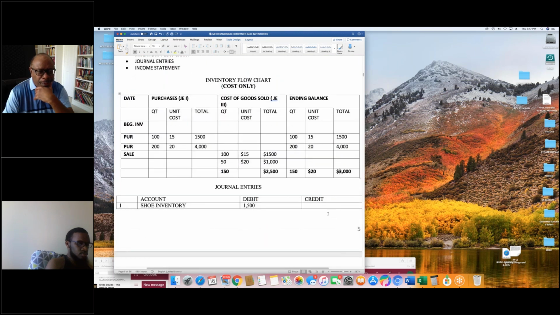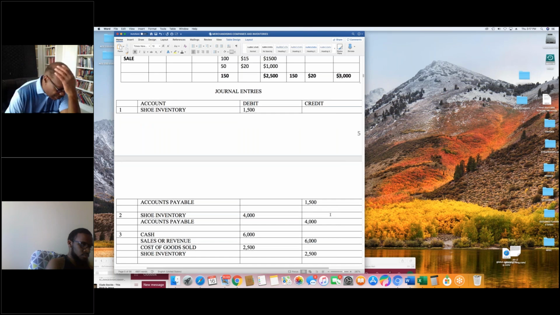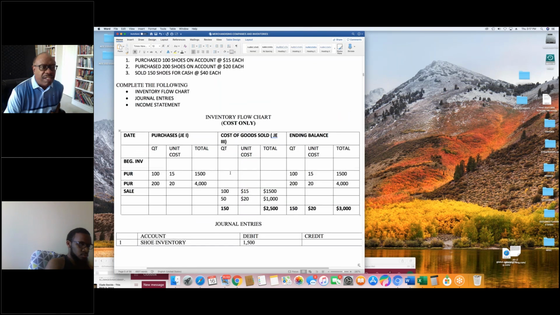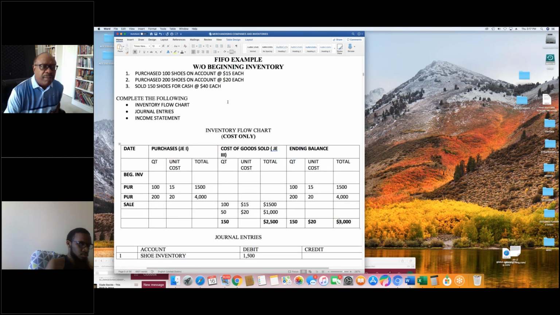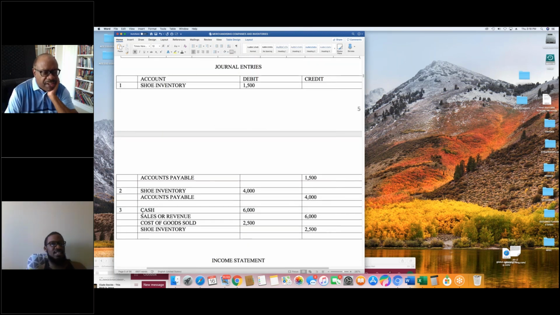So we got the two purchase journal entries. Now let's do the sales and cost of goods sold. We sold 150 pairs of shoes. The selling price was 40. So what's 40 times 150? 6,000. So we're gonna debit cash and credit sales for 6,000. Got it?